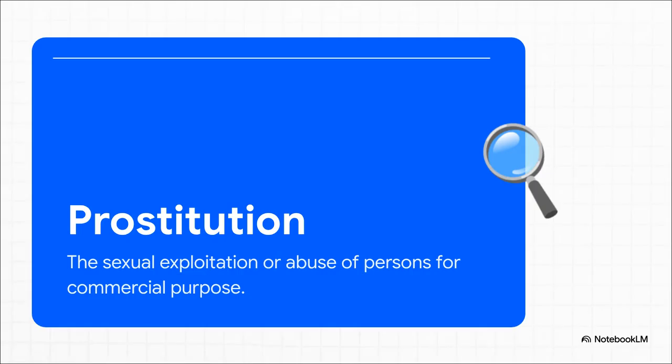The first thing you'll notice is how the Act defines prostitution. It says, the sexual exploitation or abuse of persons for commercial purpose. That wording is so deliberate. It makes this critical distinction. The law isn't going after the person being exploited. It's targeting the entire commercial system that's making money off them.